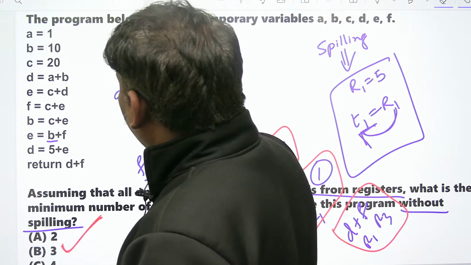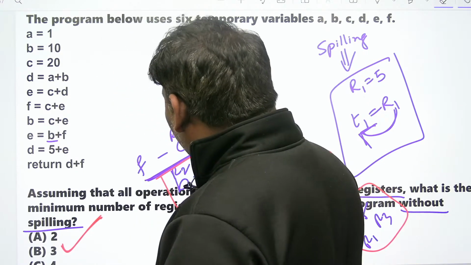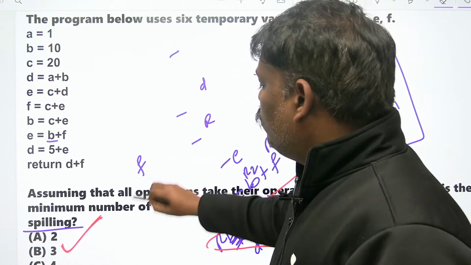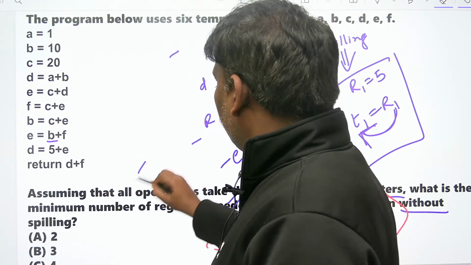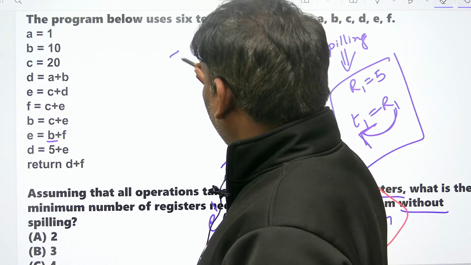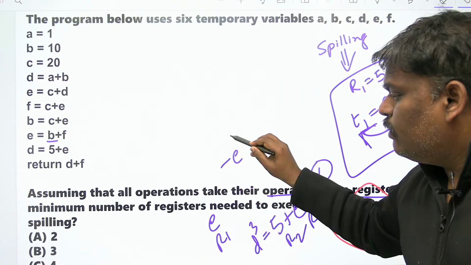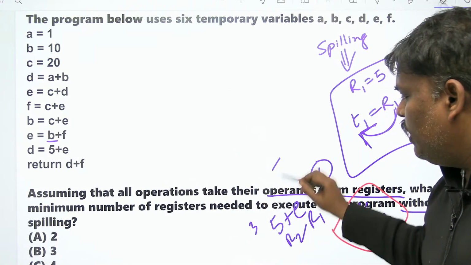Reuse that variable which is not going to come again. Who is not going to come again. So remember, this is the meaning of spilling.